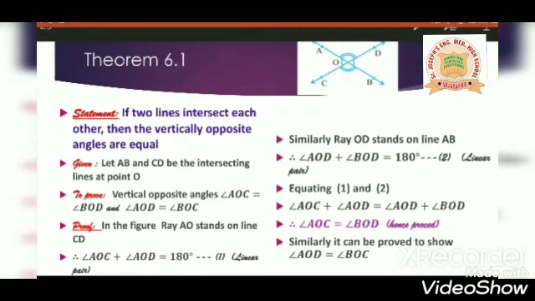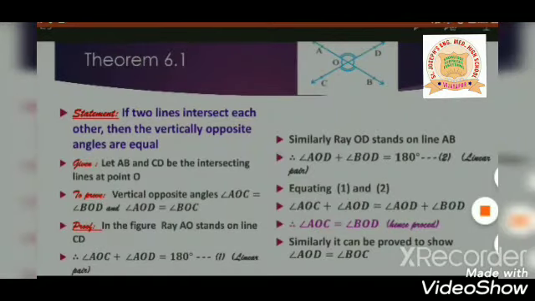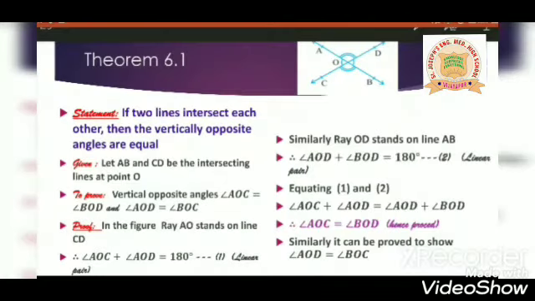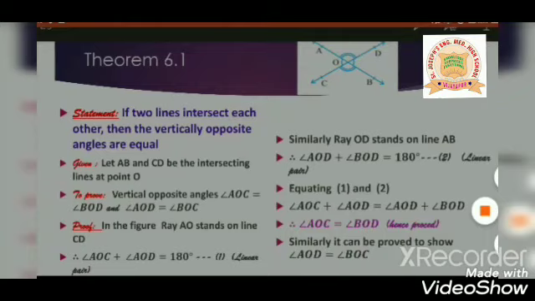This completes your theorem 6.1. In the next class we are going to discuss the exercise questions and solve them. Using only these basic concepts, we are going to solve the problems there. So get perfect in this part. In the next video we are going to solve the exercise questions. Okay, thank you.